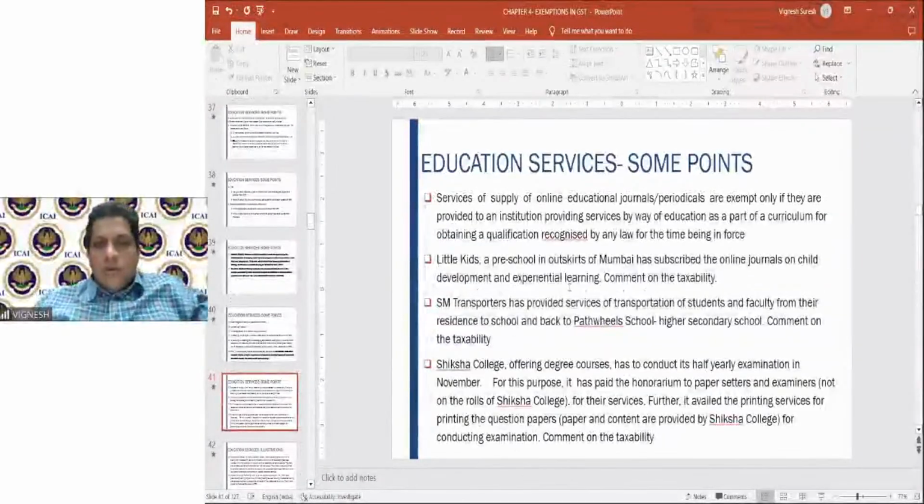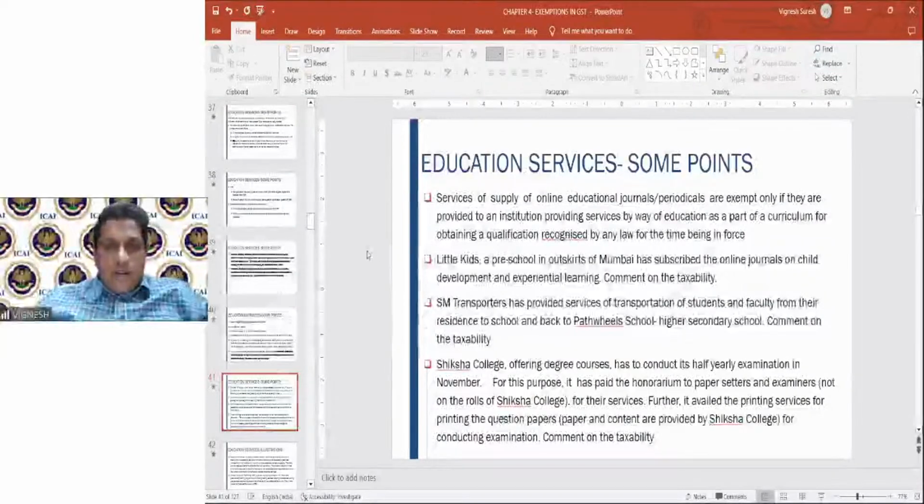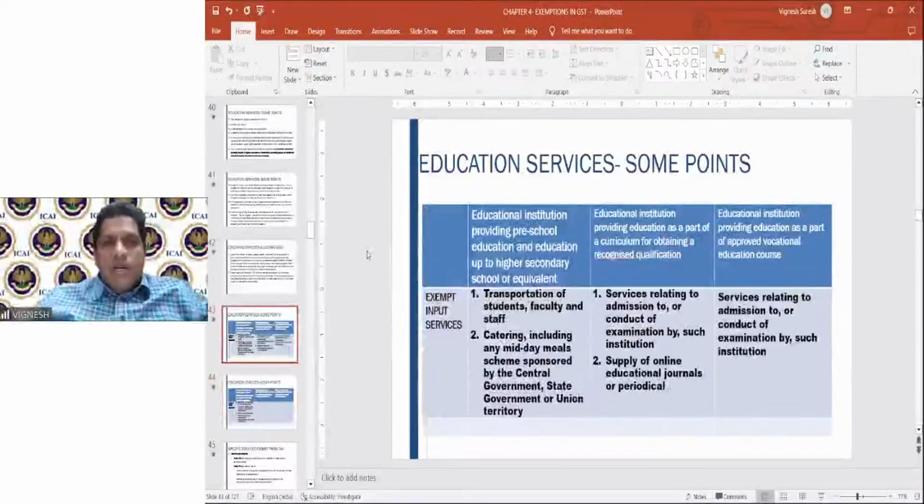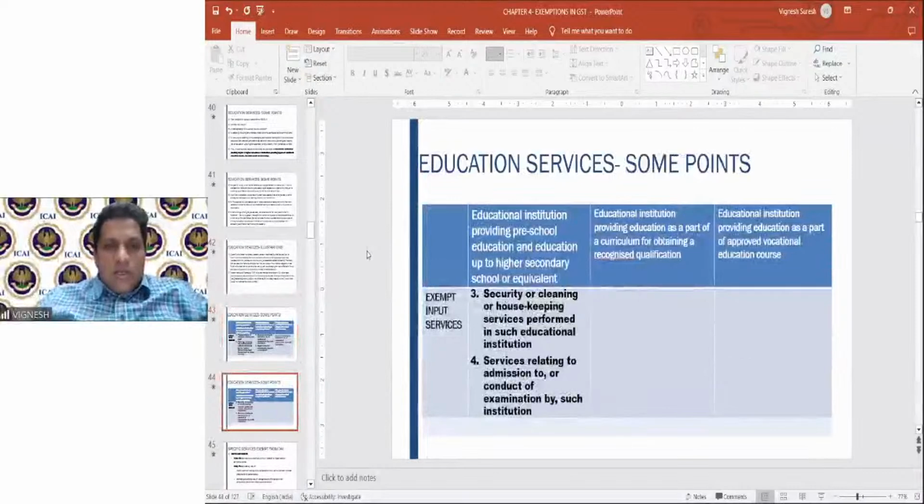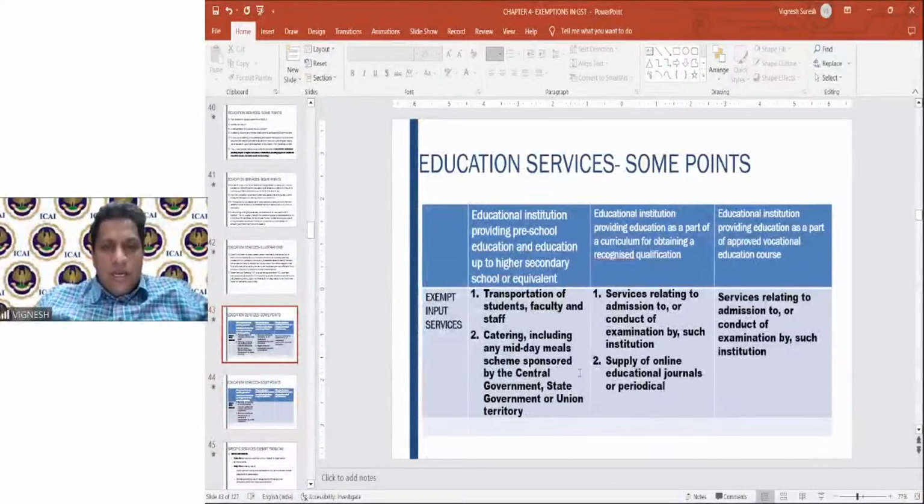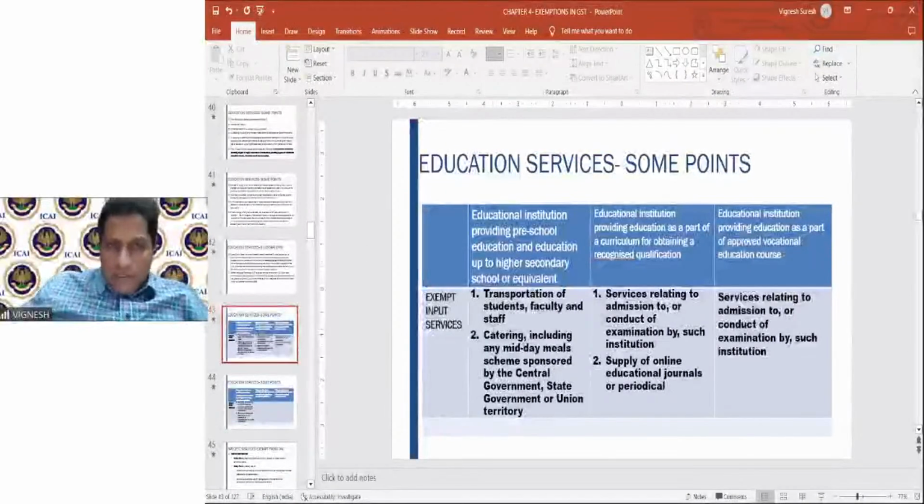Little Kids, a preschool in the outskirts, has subscribed to online journals for child development and experiential learning. Comment on the taxability. For understanding the solution, we go to this table. It is very, very clear. Online educational journals, if you see here, it is an input service. Online educational journals are being supplied to the Little Kids school by someone.